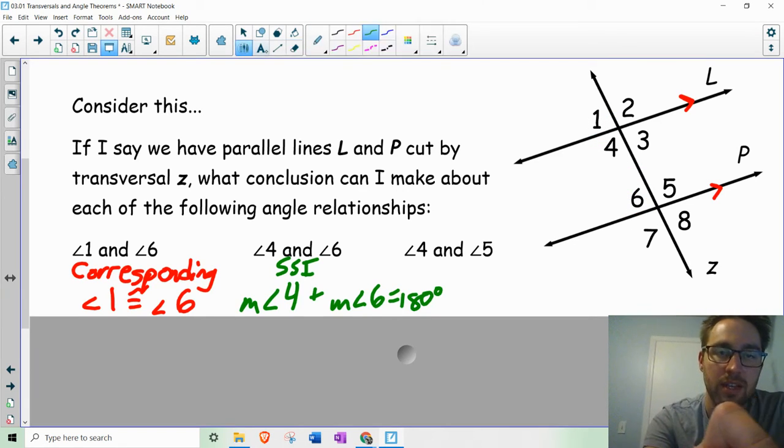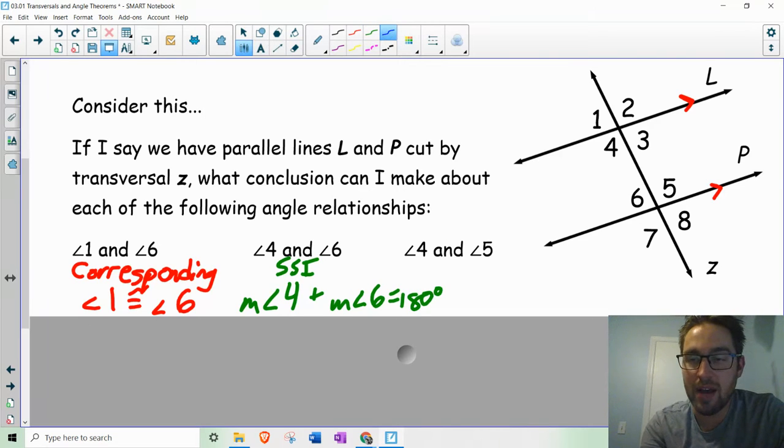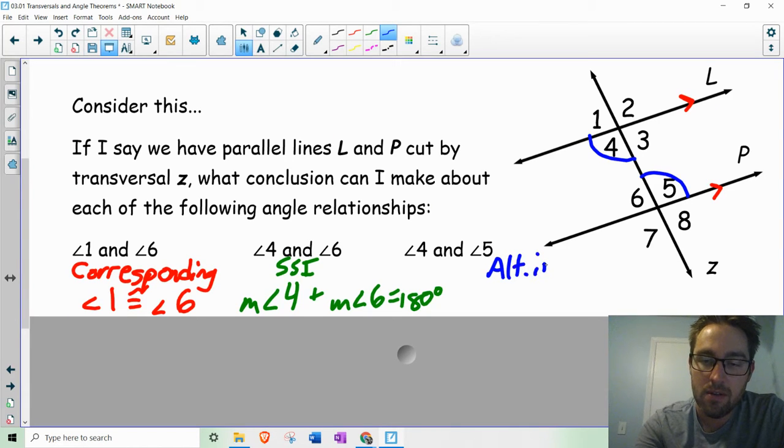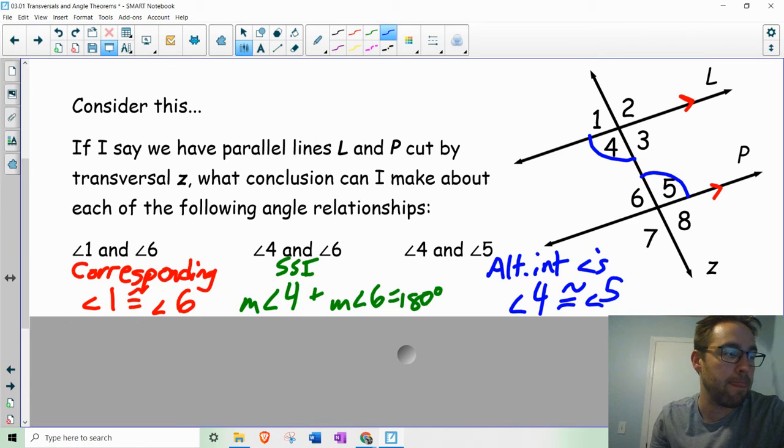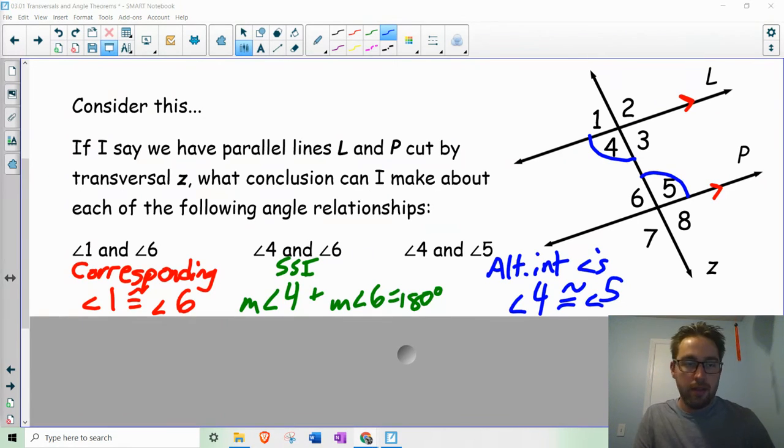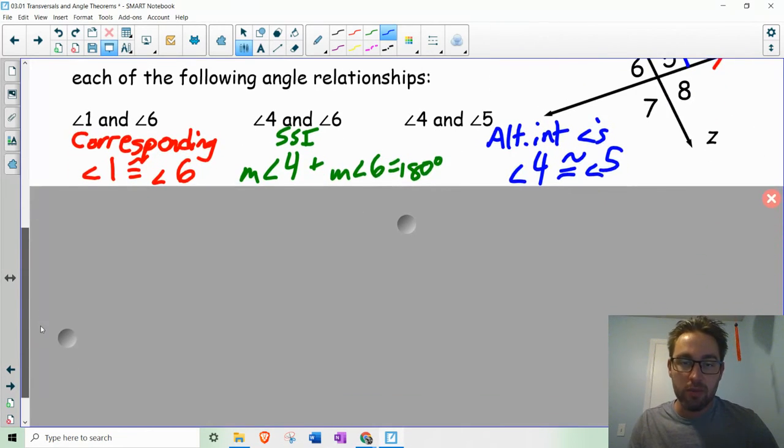And lastly, angles 4 and 5. I'm going to erase some of this to help us with our thinking. So angles 4 and 5, if I know that we have two parallel lines cut by a transversal, are alternate interior angles. So that means they are congruent. Angle 4 is congruent to angle 5. So we know all of those things, and we could come up with a few more angle relationships.